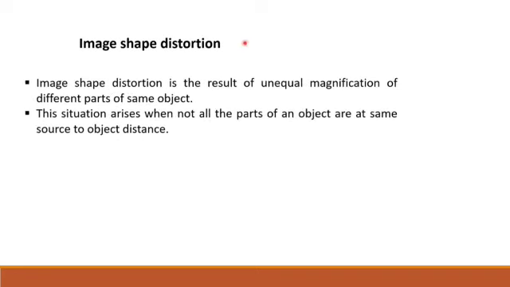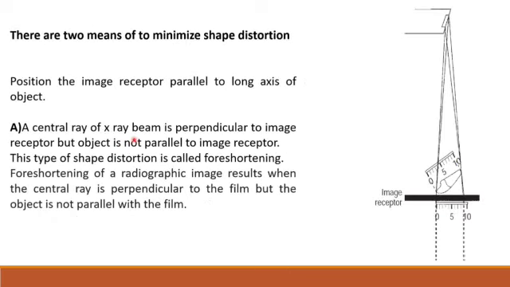Next is image shape distortion. Image shape distortion is the result of unequal magnification of the different parts of the same object. So this situation will come when not all the parts of the object are at the same source to object distance. So let us see how to minimize the shape distortion.